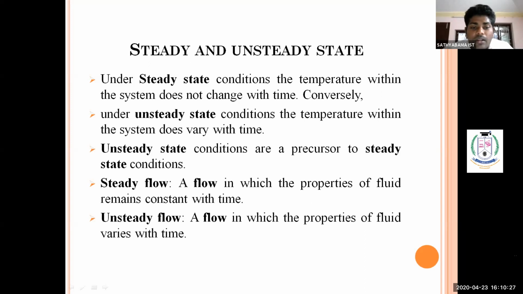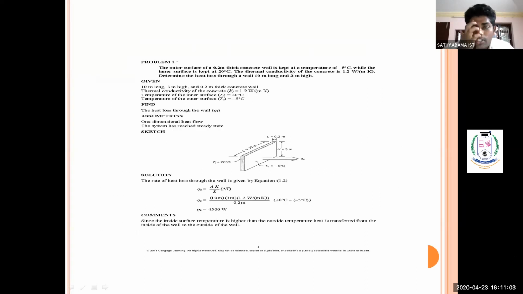So in case of fluid, the flow in which the properties of fluid remain constant with time. So what is steady flow and unsteady flow? I'm differentiating steady state and unsteady state. A flow in which the properties of fluid remain constant with time is steady flow. In steady state we consider heat, but in steady flow we are considering fluid. In unsteady flow, for the same fluid, the properties of fluid vary with time. Clear? Next, see the first problem on Fourier law of heat conduction.